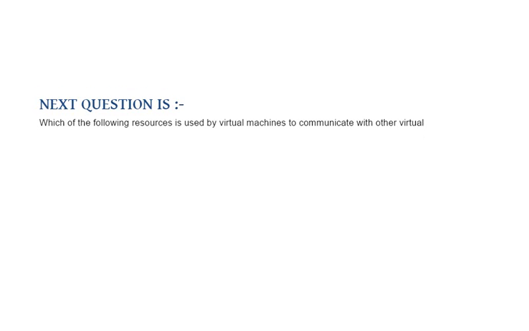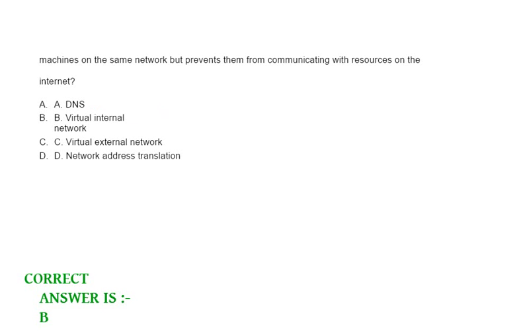Next question: which of the following resources is used by virtual machines to communicate with other virtual machines on the same network but prevents them from communicating with resources on the internet? Option A, DNS. Option B, virtual internal network. Option C, virtual external network. Option D, network address translation. Correct answer is option B.